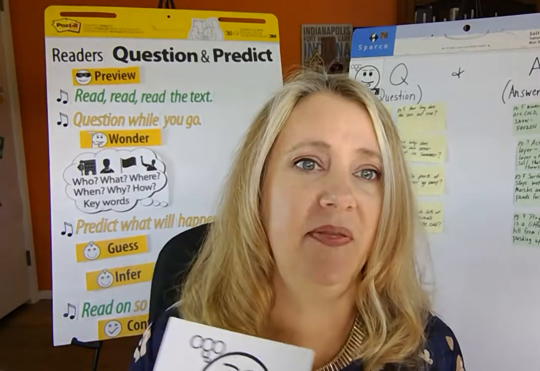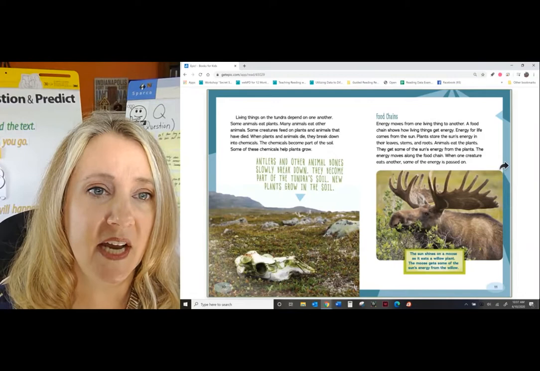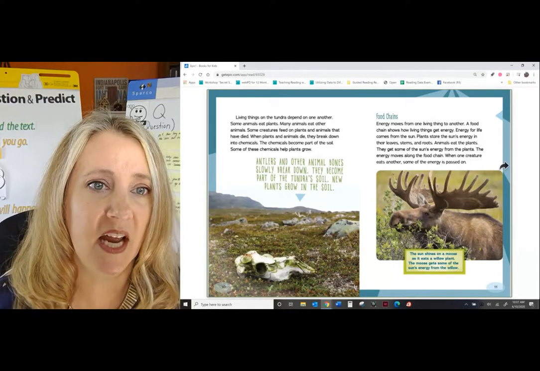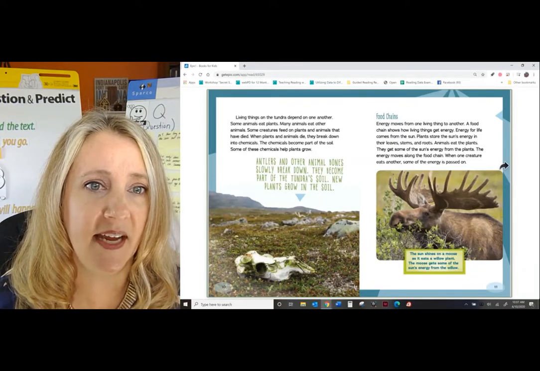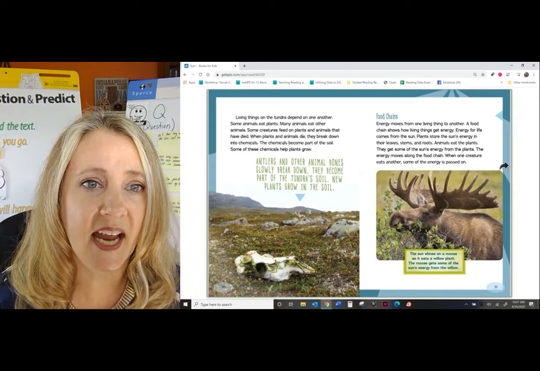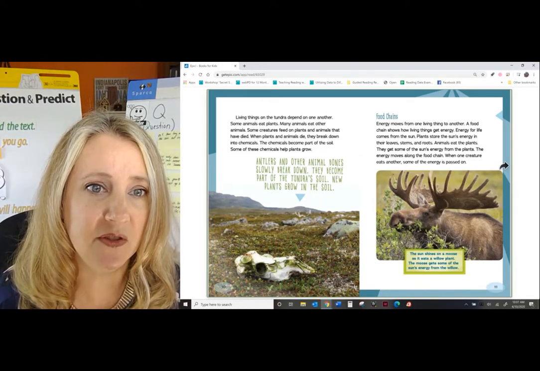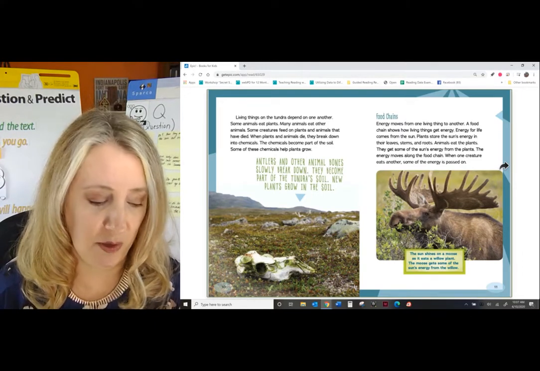Let's look at this page. Living things on the tundra depend on one another. Some animals eat plants. Many animals eat other animals. Some creatures feed on plants and animals that have died. When plants and animals die, they break down into chemicals. The chemicals become part of the soil. Some of these chemicals help plants grow.